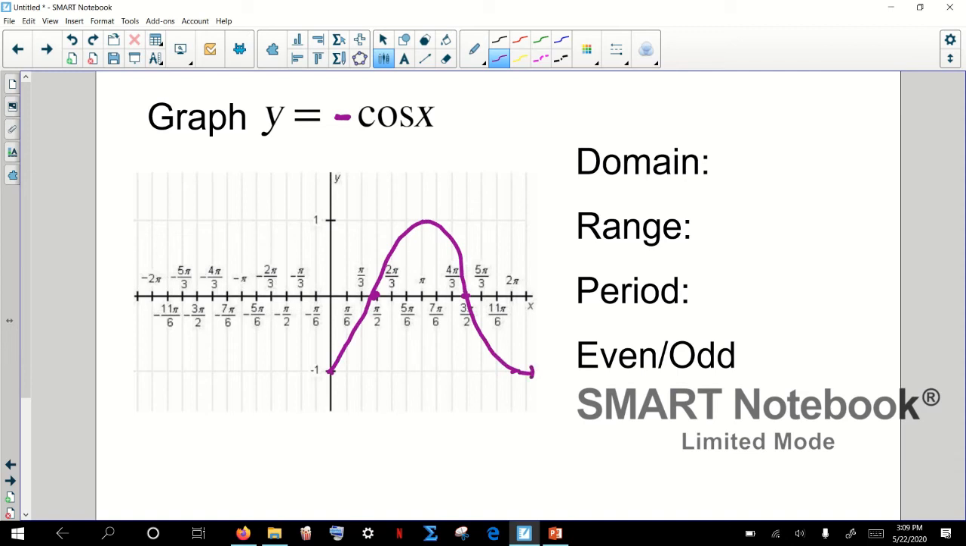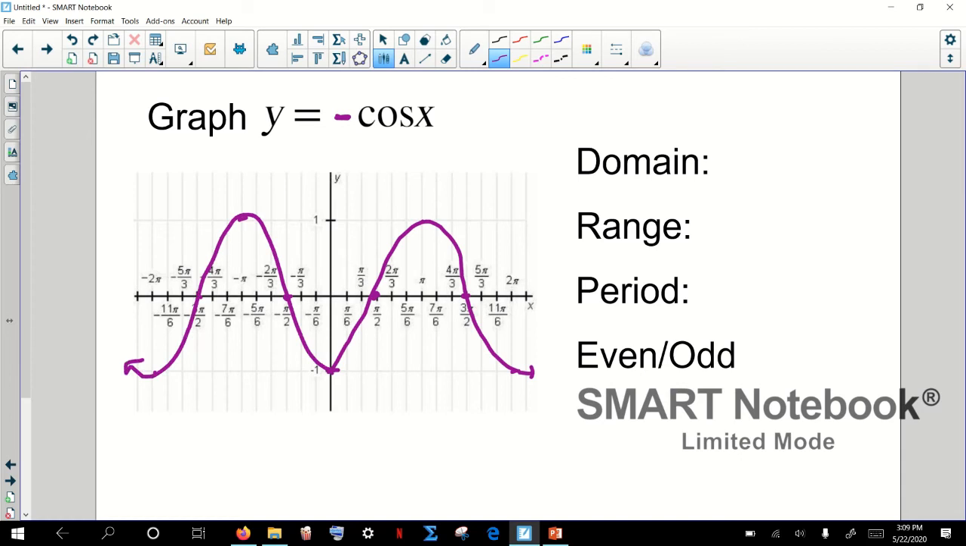I'm going to do one more period to the left. So at negative 2 pi, I have another point at negative 1, negative pi 0, negative 3 pi, oops, sorry, that was the wrong point, negative pi 1, negative 3 pi over 2, 0, and negative pi over 2, 0. So here we go, here's negative cosine.